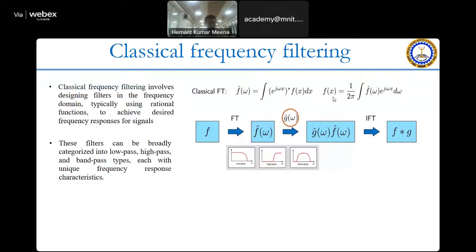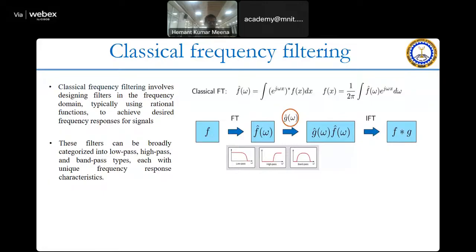Multiply with f(x) dx, right? This is the one: f cap omega e^(j omega x) d omega. After applying the F transform, it has become f cap omega, and then after applying g cap omega, it has become g cap omega f cap omega. What is this? This is basically at a filter level, or when we are doing convolution. In the frequency domain it is multiplication, and when you take the inverse Fourier transform, it is a convolution. It is the same thing you are saying.